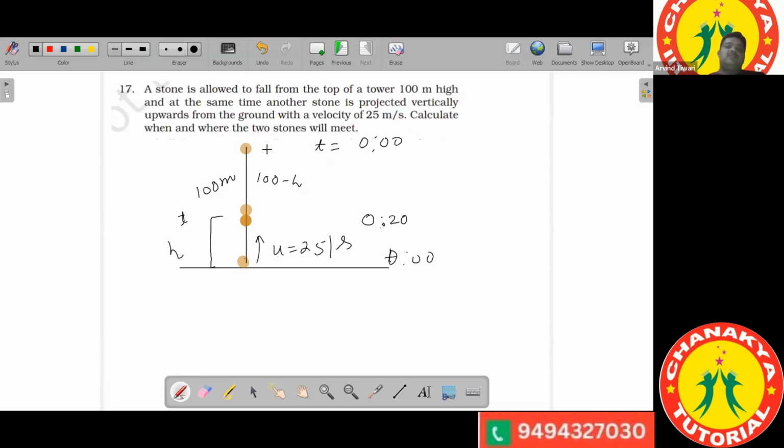Suppose this ball was dropped at a time, say 9 a.m. Suppose it was dropped at 9 a.m. And this ball was also thrown at 9 a.m., right? Understand it like this. Then, when the bottom ball reaches and meets this, suppose the time was 9:02 a.m. When the bottom ball reaches the height h, where both of them meet together, suppose the time is 9:02. So, how much is the time taken for the bottom stone to reach this height?